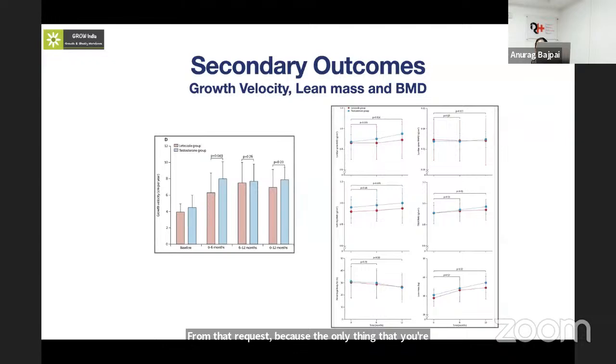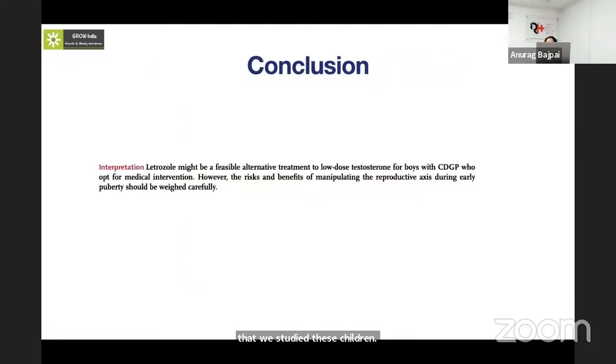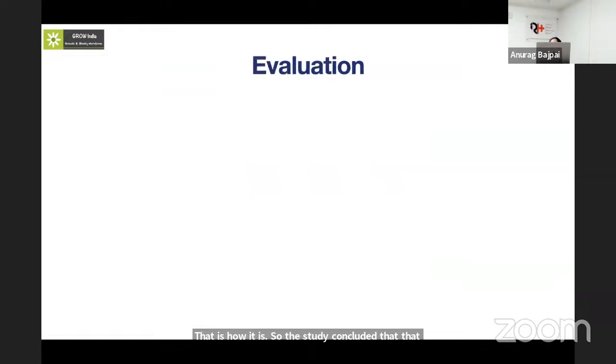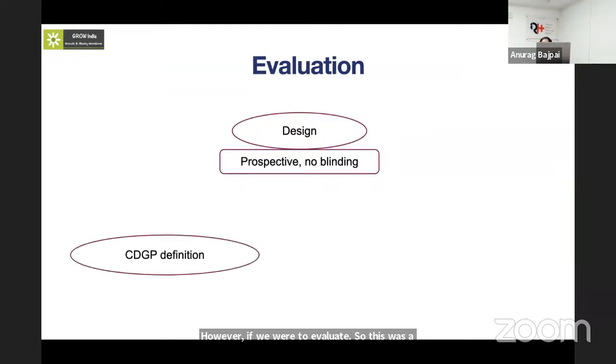The incidence of adverse effects was reported to be similar in both the groups, especially looking at the musculoskeletal and GI symptoms, and fracture risk in the short term that we studied these children in. And that is how it is. So the study concluded that letrozole might be a feasible alternative. However, this was a prospective study with no blinding done.